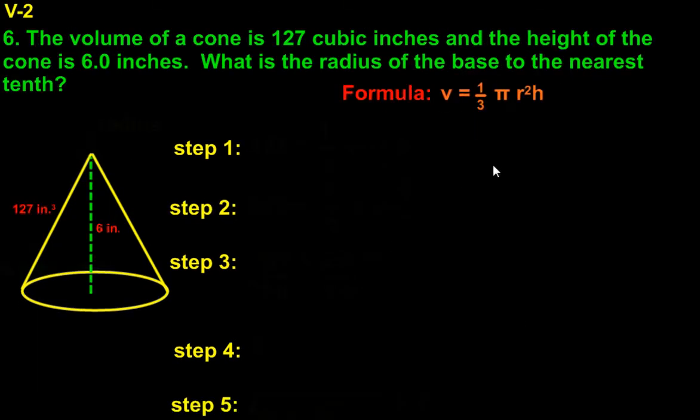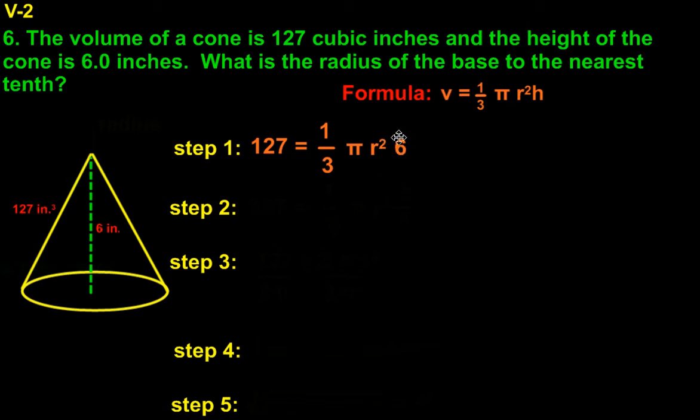Now let's take a look at question number 6. The volume of a cone is 127 cubic inches, and the height of the cone is 6 inches. What is the radius of the base to the nearest tenth? So I made a diagram to show what we know. We know the height is 6 inches. We know the overall volume is 127 inches cubed. We'll start by plugging the volume and the height into the problem. So 127 equals 1/3 pi r squared times 6.